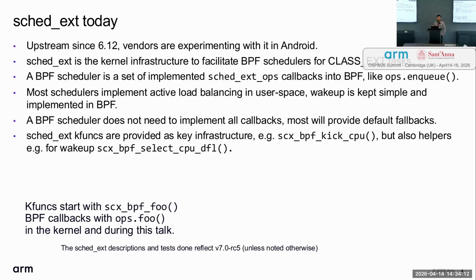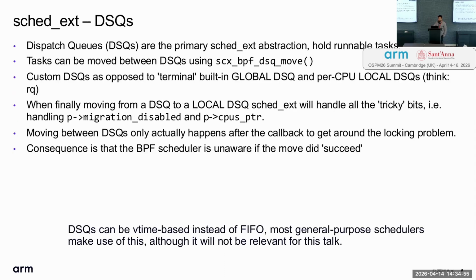And SHEDX provides a set of kfuncs to actually do the scheduling, or, for example, SCX BPF kick CPU will IPI a CPU, but also some helpers that are just useful. For example, a default select CPU function that will look for an idle CPU and that sort of stuff. Just as a heads up, the kfuncs will always start with SCX BPF and the callbacks with ops. So just so you know where we're at. All the numbers are from 7.0-rc5. There's a few features that are queued for 7.1 I'll mention as well.